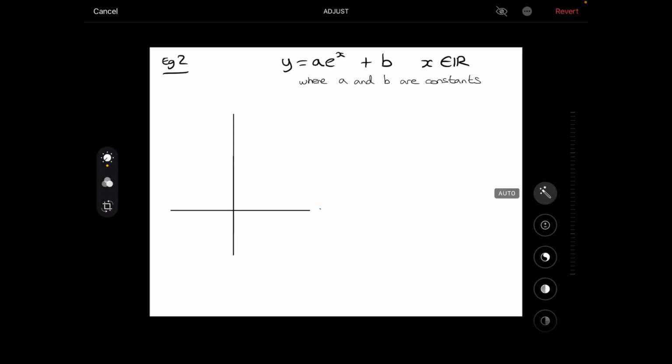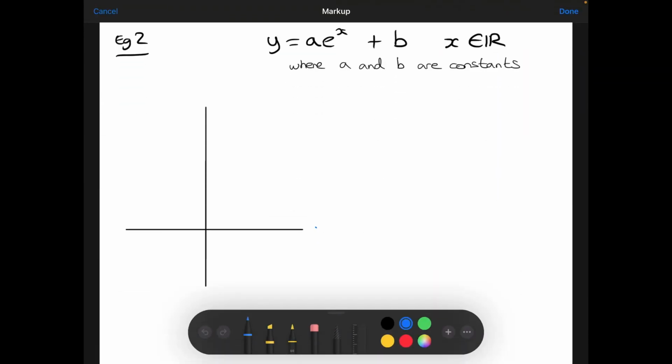Next example. Now this is an example where you wouldn't be able to use your graphical calculator because we don't know what a and b are. So this is one you're going to have to do with graph transformations. I know what e to the power x looks like, so let me draw that to begin with. e to the power x looks like this. It has a y-intercept of 1 and it has an asymptote of y equals 0.